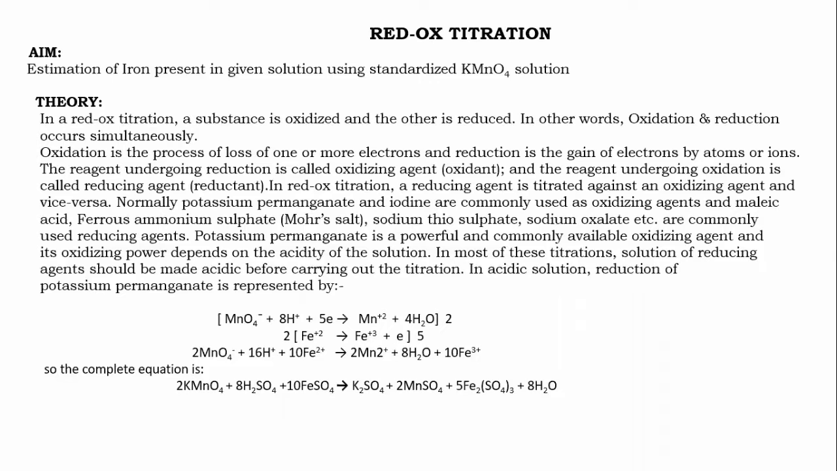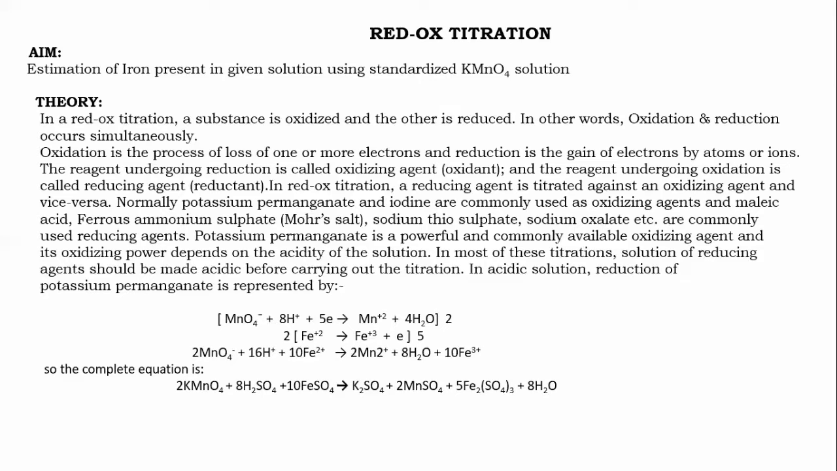Already you have read it in your previous class. Normally potassium permanganate and iodine are commonly used as oxidizing agents, and oxalic acid, Mohr's salt solution and sodium thiosulfate are commonly used as reducing agents. In our experiment we are using potassium permanganate, a powerful and commonly available oxidizing agent, in the presence of an acidic solution. The acid is dilute sulfuric acid, 2 normal sulfuric acid.